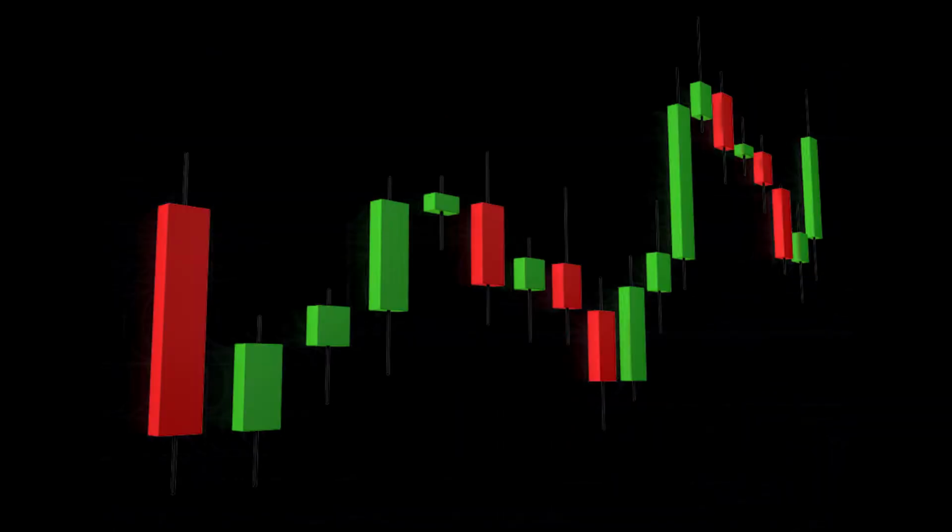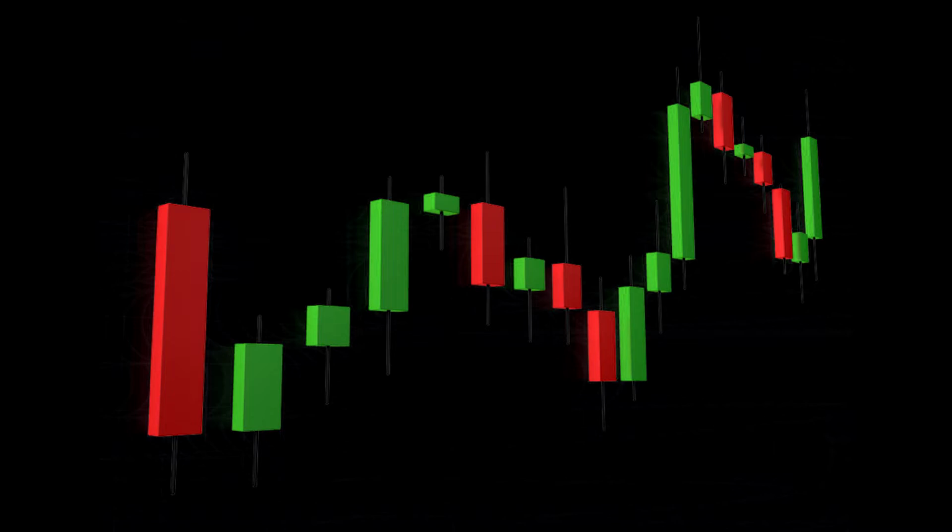What are candlestick charts? The open is at the bottom of the body and the close is at the top because green candles indicate rising prices. The open is at the top of the body and the close is at the bottom because red candles indicate dropping prices. The wicks and the body make up each candle.